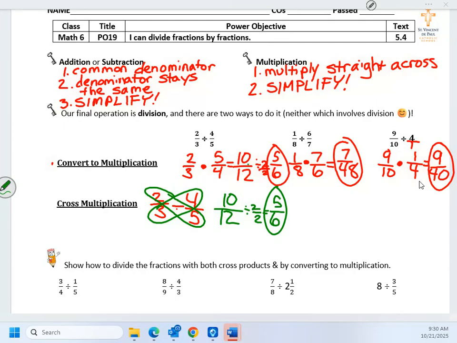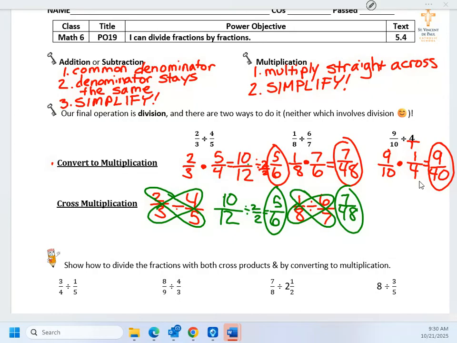So cross multiplication is when you multiply on the diagonal. The important thing to remember is that the numerator on top in the diagonal, that answer goes on top. So our second set was 1/8 divided by 6/7. So we multiplied the diagonal. 1 times 7 is 7. 8 times 6 is 48. We get that same answer.